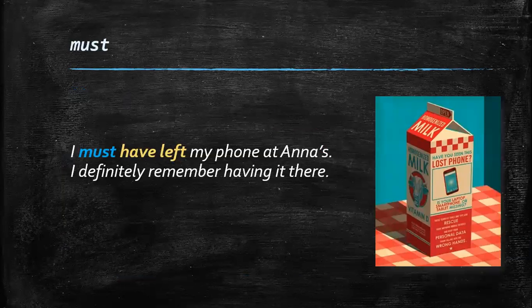Must. I must have left my phone at Anna's. I definitely remember having it there. This is for the past, my friends. Okay, this is a deduction for the past. You pay attention to the structure. Must have left. Okay, it's must with present perfect. That is for the past, my friends. Okay. I must have left my phone at Anna's. I definitely remember having it there.